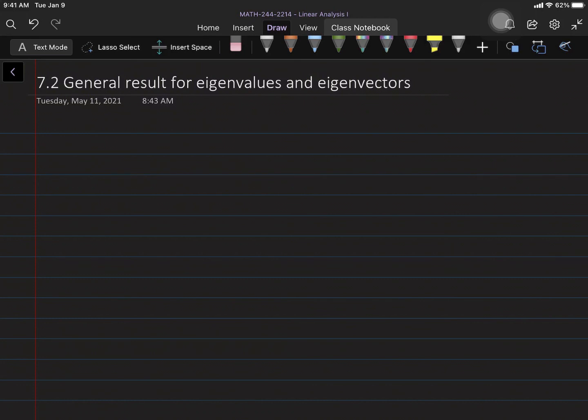Hello everyone, today we are going to study the general result for eigenvalue and eigenvectors 7.2. So firstly, let's have a quick review of eigenvalues and eigenvectors.